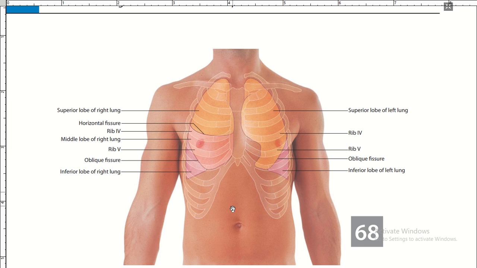So I think I managed to touch everything that is important about the lungs. You need to clearly understand the difference between the right lung and the left lung.